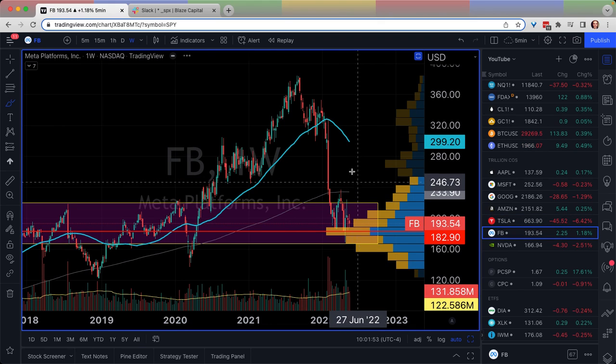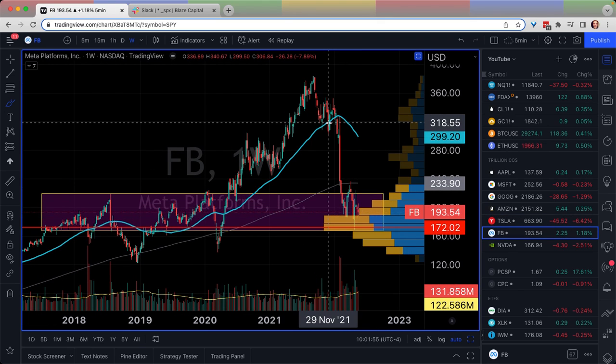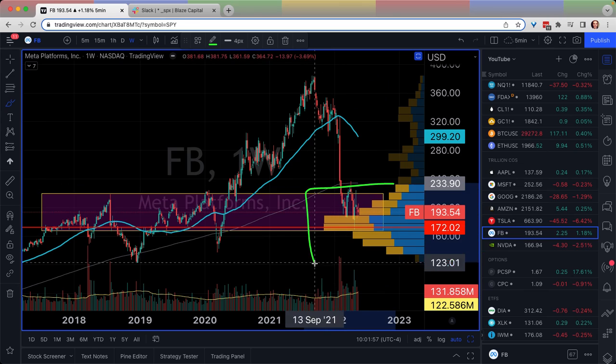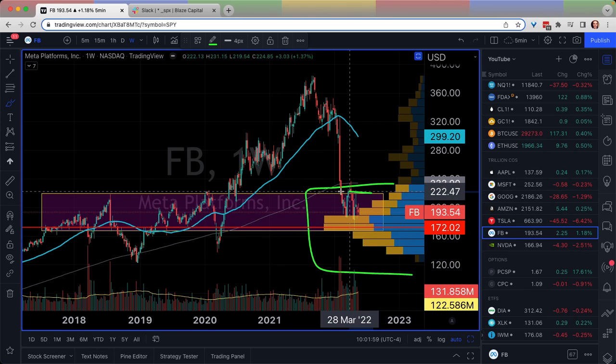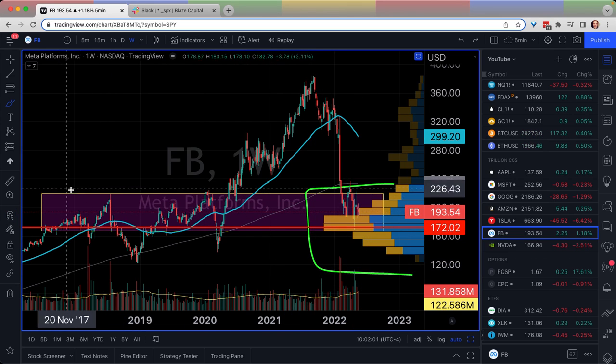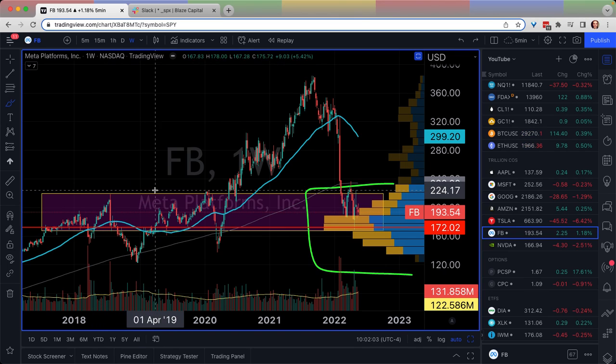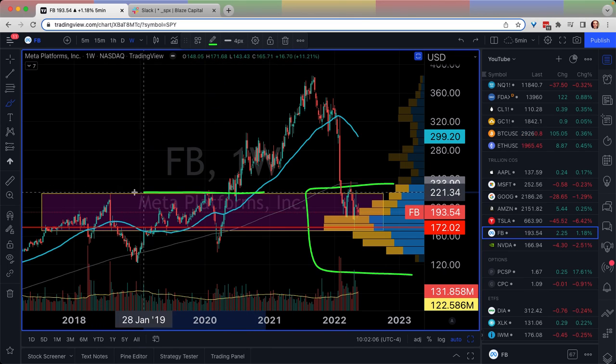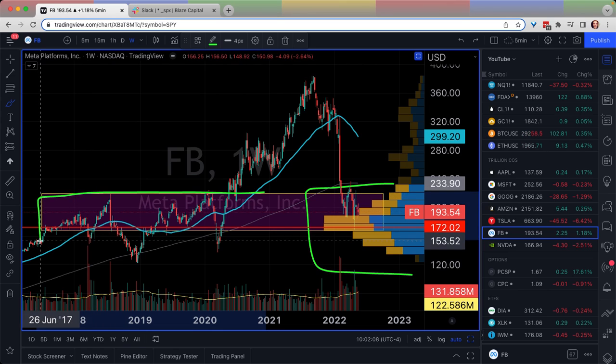Tesla, we talked about. Facebook. Facebook looks similar, right inside of the largest area of demand. And what is it doing? It's stabilizing inside of this yellow rectangle, which I'm counting from the highs in 2018 to 2020 and the relative lows.